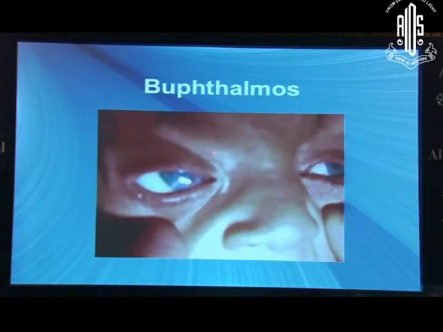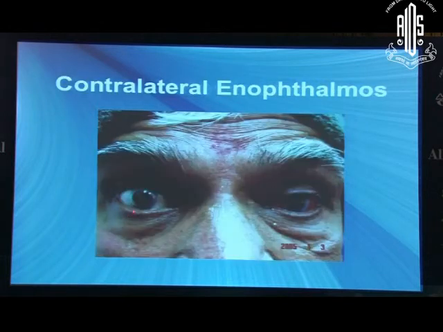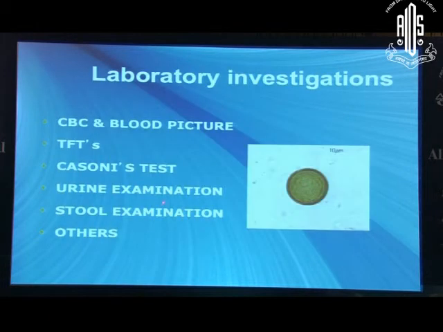Need to exclude pseudoproptosis, as in globe enlargement, as in buphthalmos, high myopia, lid retraction giving you false appearance of a proptosis, or contralateral enophthalmos suggesting that there is a proptosis.